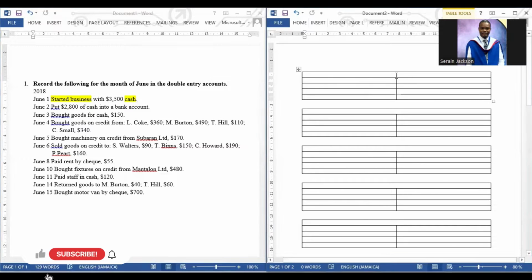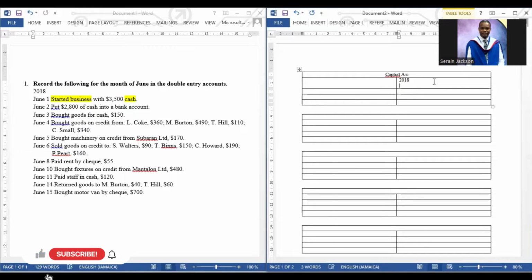And the capital account is always what? Always credited. So we can go ahead and write in our capital account. This is our capital account. It is always credited, so what that means is that we are going to be putting the information on the credit side. The right-hand side is the credit side, and the left-hand side is the debit side. So we start by entering the date. You can enter the year 2018, then June 1, and it says you started business with 3,500 cash.